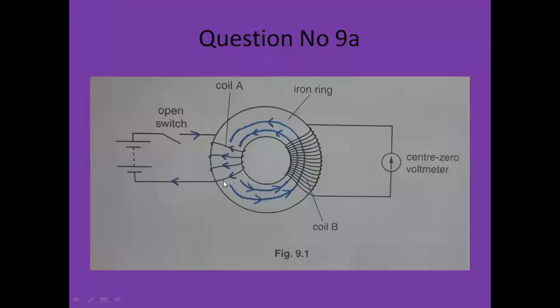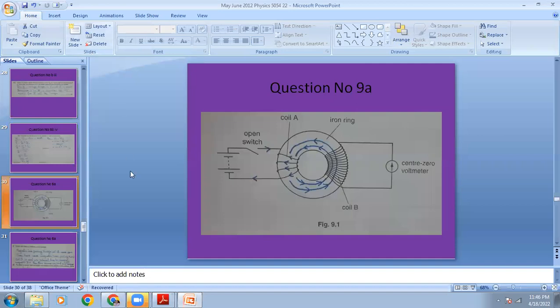So here in the solenoid, this will be the north pole and this will be the south pole of coil A when it becomes an electromagnet. From here the magnetic lines will come out and travel through the iron ring, and they will go back at the south pole. So this is how you will draw this. It's a 4-mark total question, and I hope you have understood. So let me show you the markings.